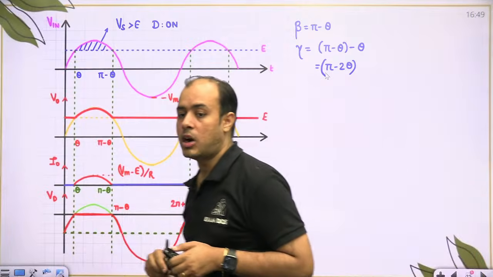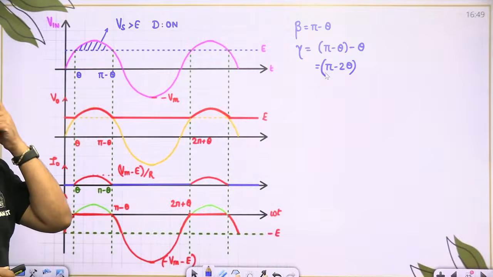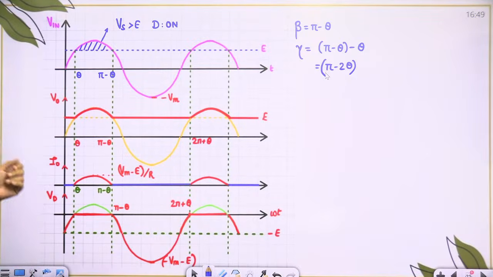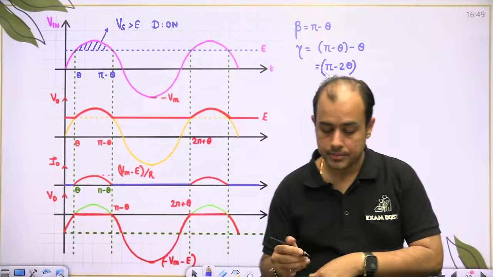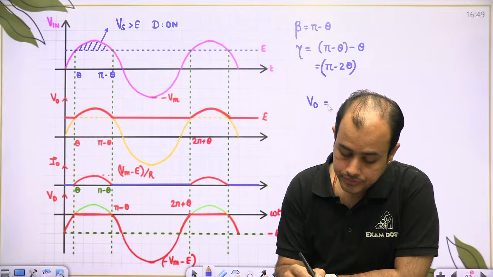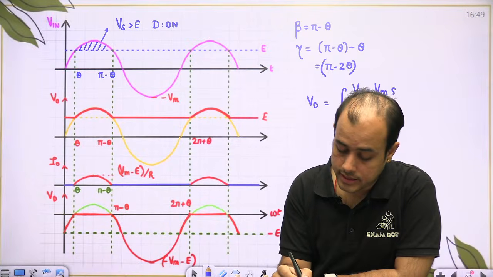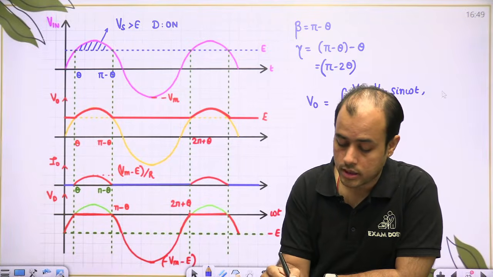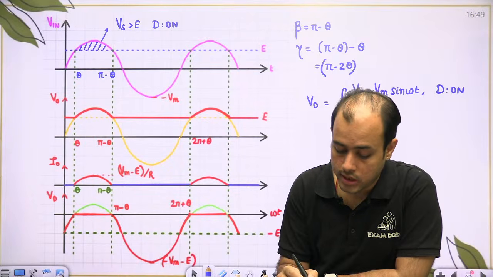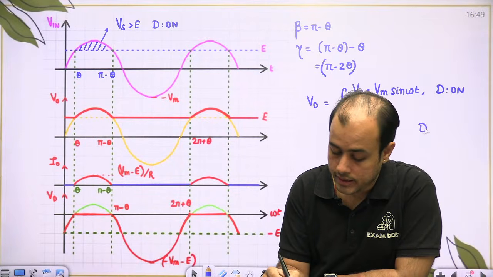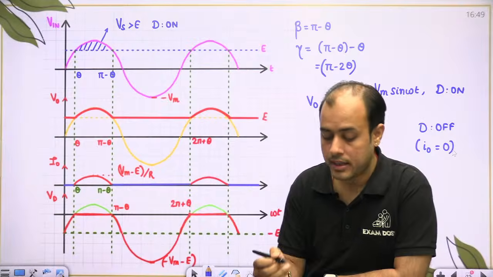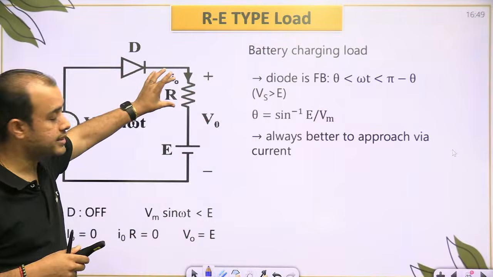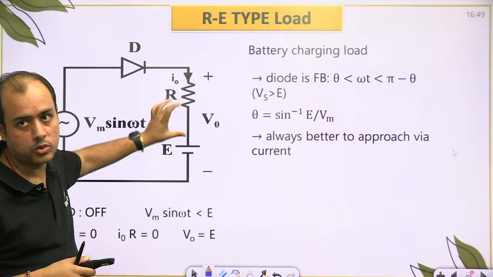Now, when you talk about the output voltage, it will be same as supply when the diode is on. So V naught will be equal to Vs, which is Vm sin omega t, when the diode is on, and it will be equal to E when the diode is off. Because when the diode is off, beta, current will be zero. If current is zero, the resistance voltage is zero. So output is equal to E.